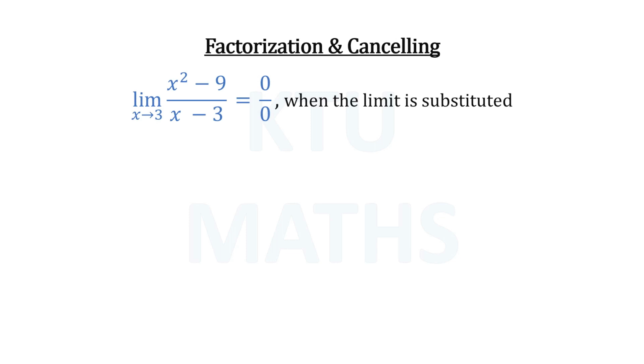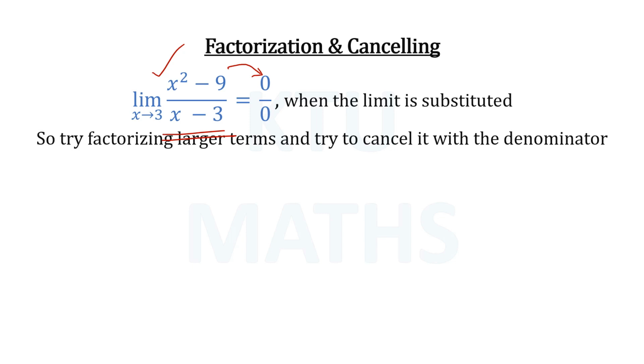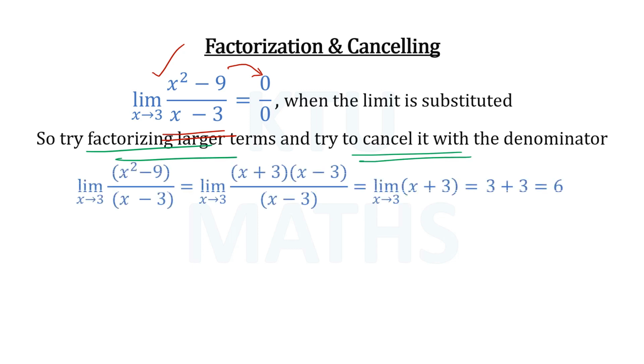In the next method, we are going to learn factorization and cancelling. Look at another function we saw right now. This function, while substituting x equal to 3, will yield 0 by 0. So substitution is not the correct method to solve this type of rational function. A rational function means a function that is a ratio. So what we have to do is try to factorize the numerator and then try to cancel it with the denominator. Now we can do it.